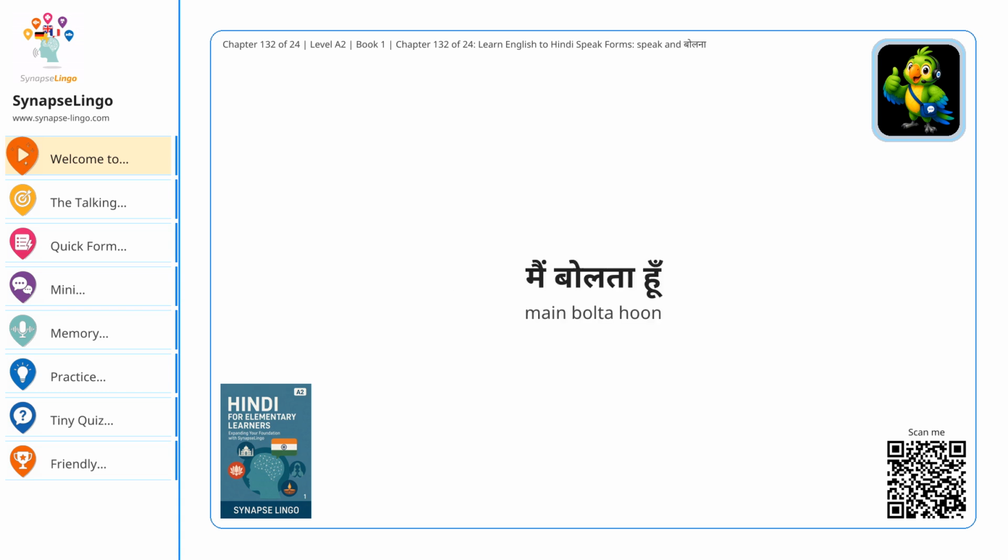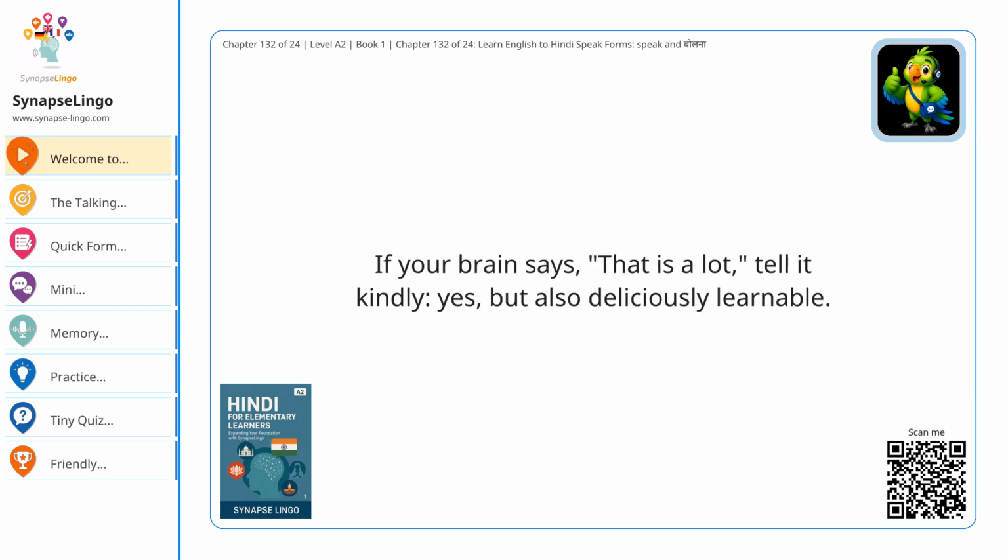मैं बोलता हूँ, for I speak. तुम बोलते हो, for you speak. वो बोलता है, for he speaks. वो बोलती है, for she speaks. हम बोलते हैं, for we speak, and वे बोलते हैं, for they speak. If your brain says, that is a lot, tell it kindly, yes, but also deliciously learnable.